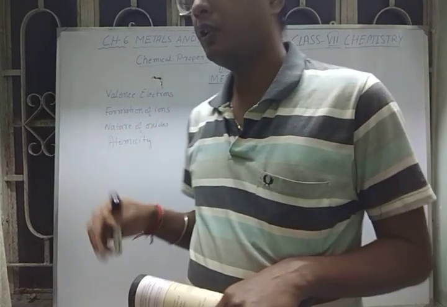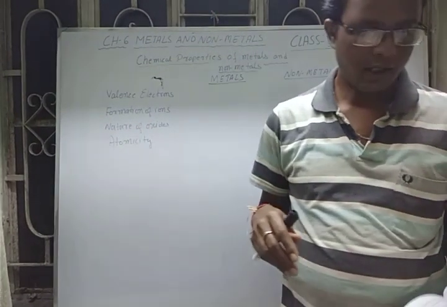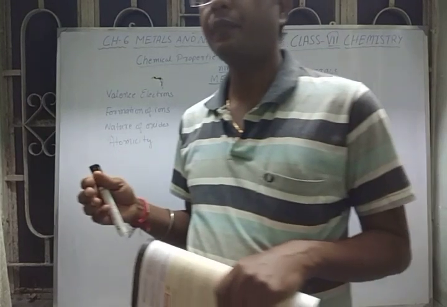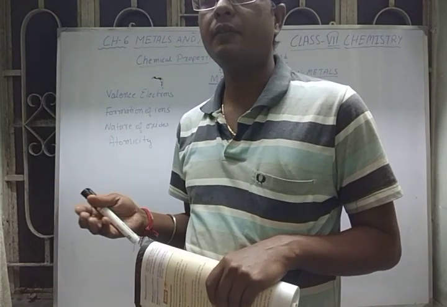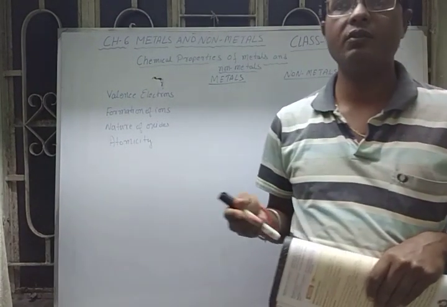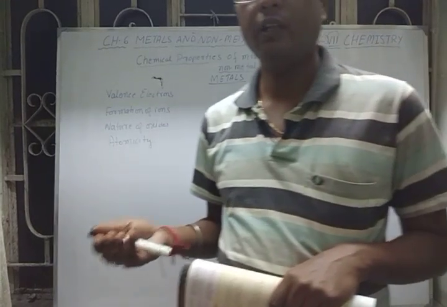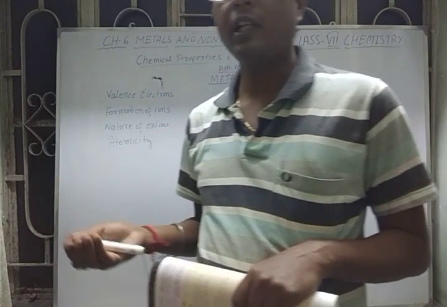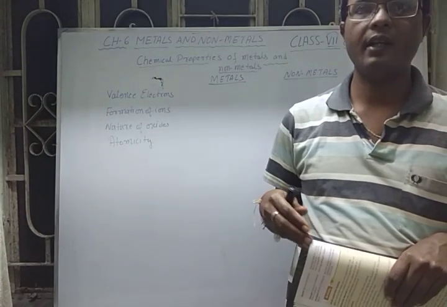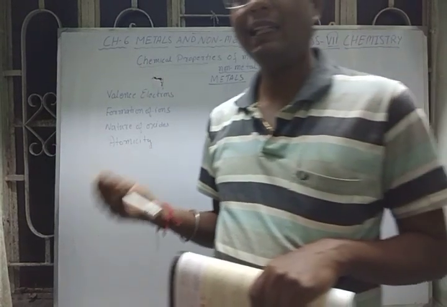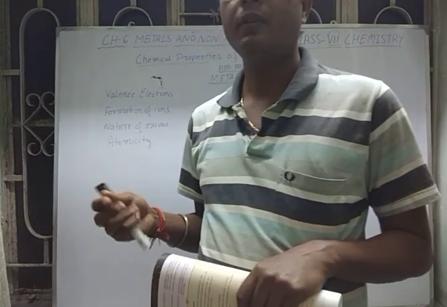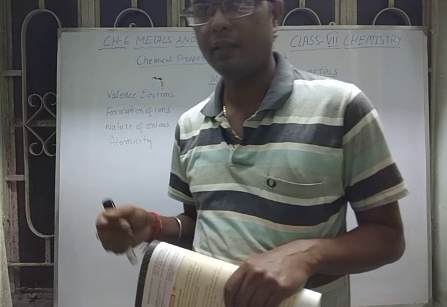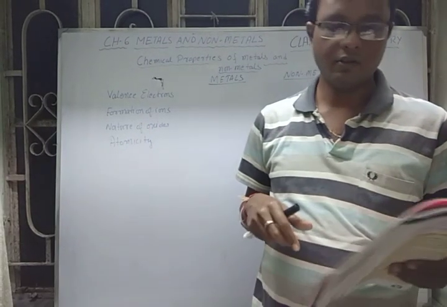Next is the formation of ions. Formation of ions means how ions are generally formed by elements, by losing electrons or by gaining electrons. When they lose electrons, they form electropositive ions. When they gain electrons, they form electronegative ions. So we'll see on that basis also.